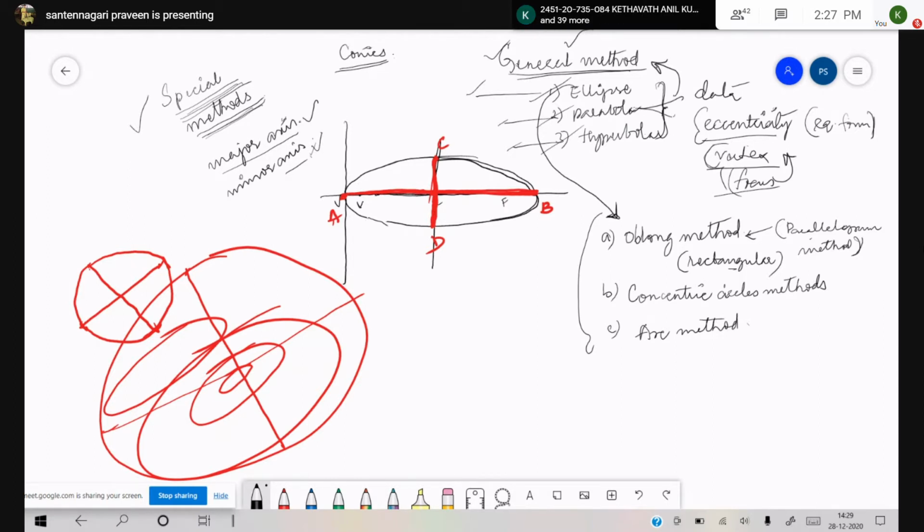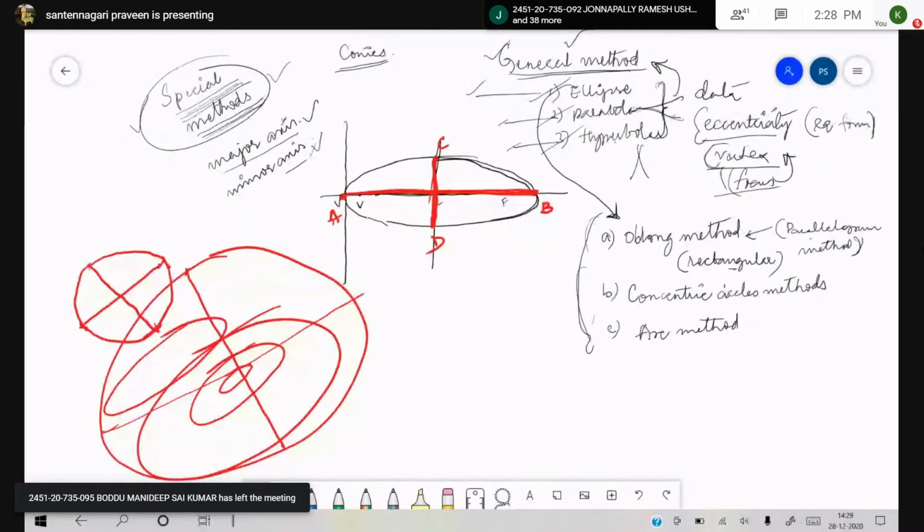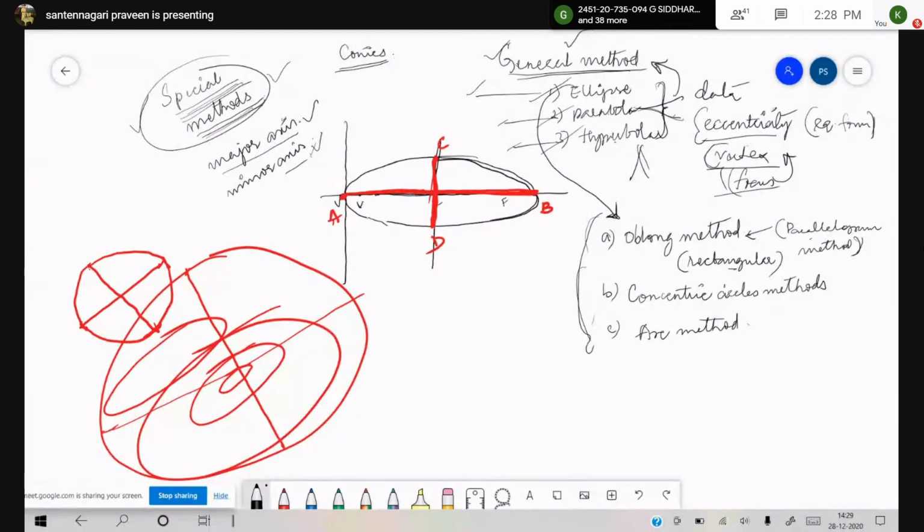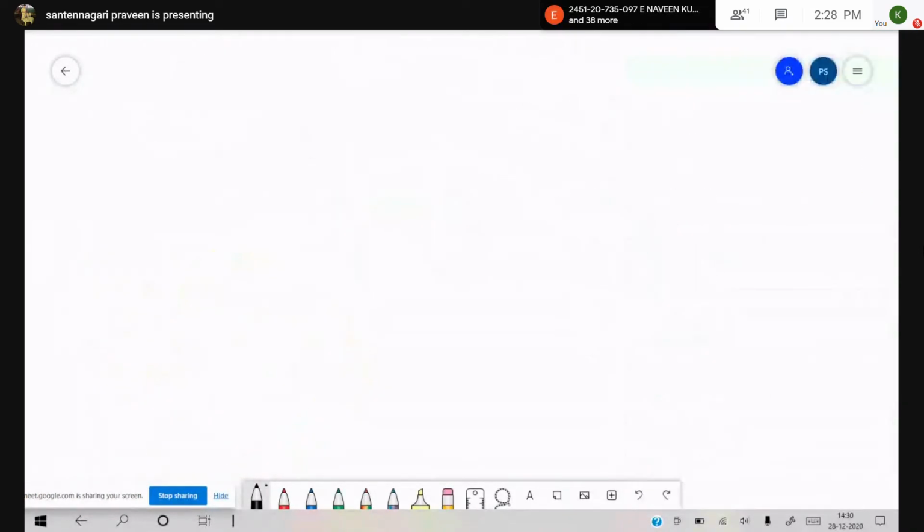And whereas for parabola, there are again two methods, and for hyperbola, there are again two methods. So all these come under your special methods. There is general construction of ellipse, parabola, and hyperbola, and construction by special methods. In these special methods, you have three for ellipse, two for parabola, and two for hyperbola. So these are the things we are going to discuss in these conic sections. So first, let's start today's class with this oblong method, or otherwise called the rectangular method. Is it clear? Yes, sir.